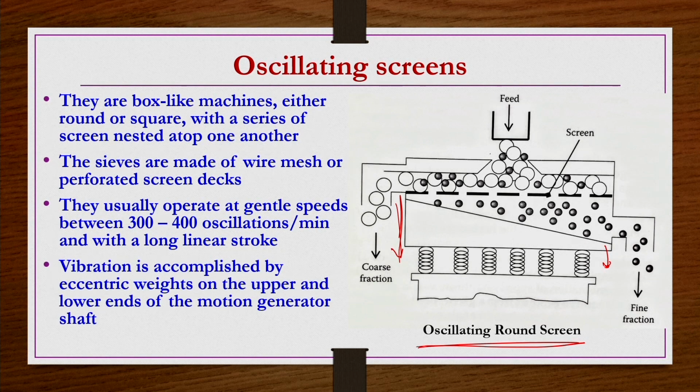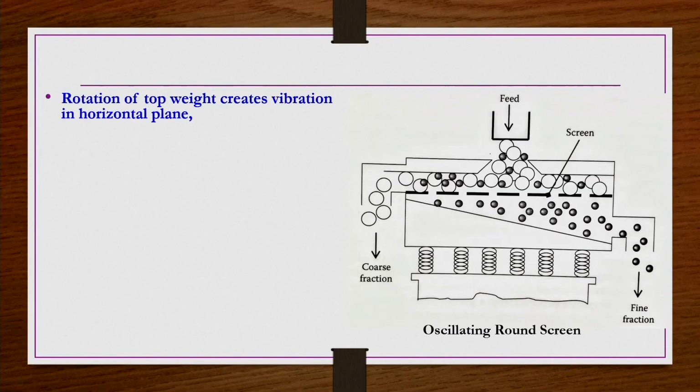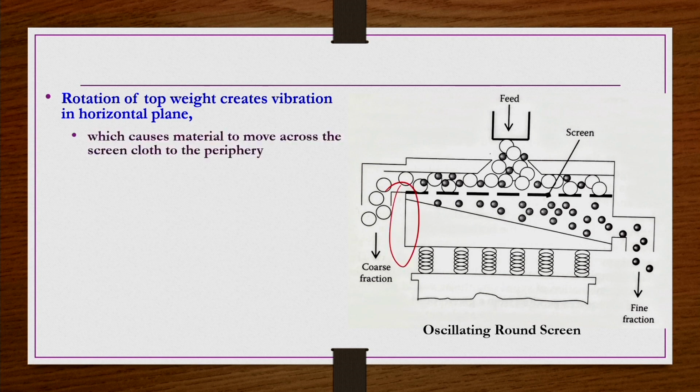Vibration is accomplished by eccentric weights on the upper and lower ends of the motion generator shaft. So, on this generator shaft there are two different weights, an upper weight and a lower weight. Because of this, a kind of vibration is generated, and because of that vibration the particle settling takes place. The same figure is shown here. Rotation of the top weight creates vibrations in a horizontal plane, which causes the material to move across the screen cloth to the periphery, because the vibrations are in a horizontal direction.